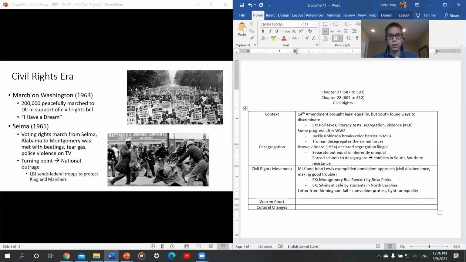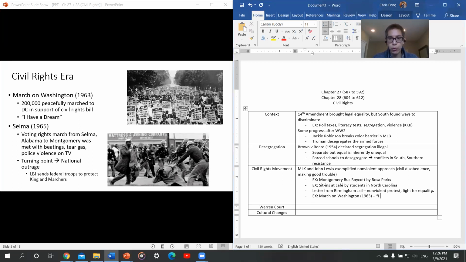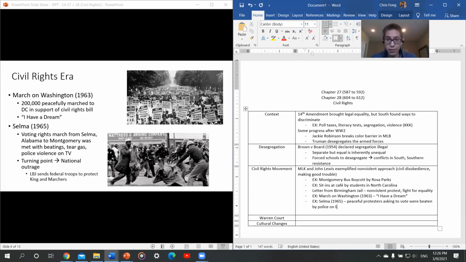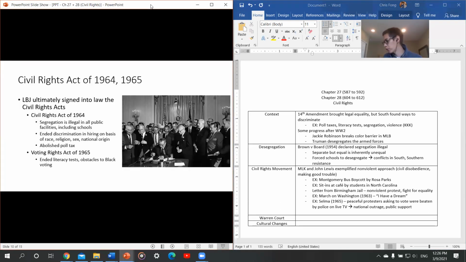And so, again, we've got these continued nonviolent protests. I'm going to just add some more examples here. The March on Washington in 1963, that was the famous "I Have a Dream" speech. And then in Selma in 1965, when peaceful protesters asking to vote were beaten by police on live TV. And that led to national outrage and eventually more public support. Again, featured in the film Selma, which came out just a few years ago.